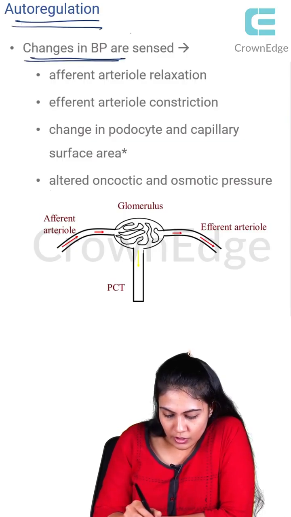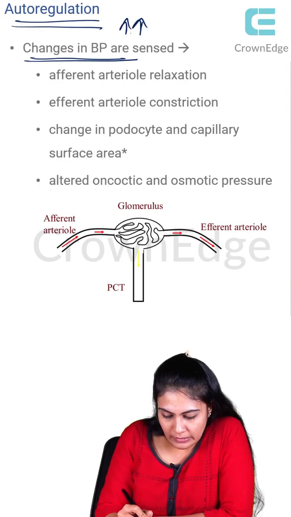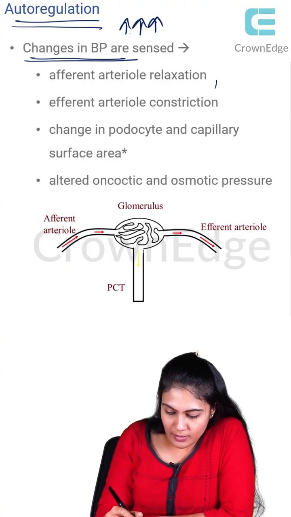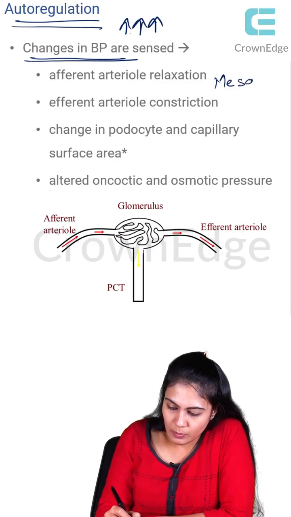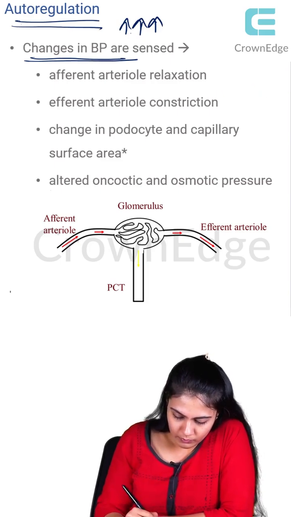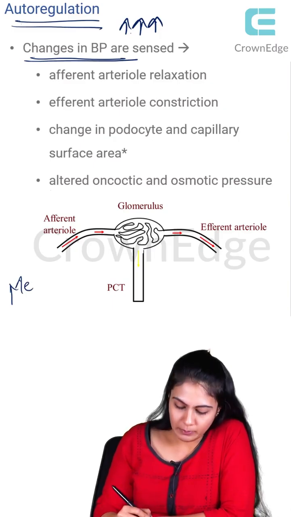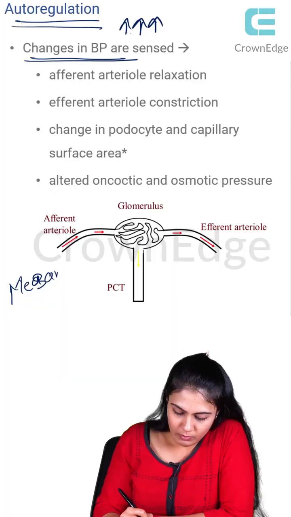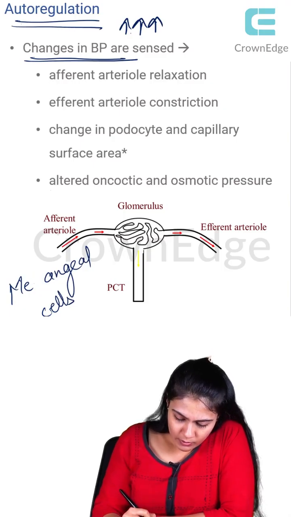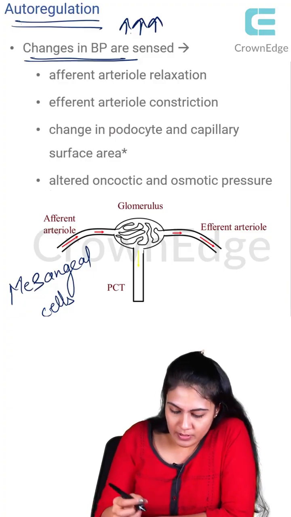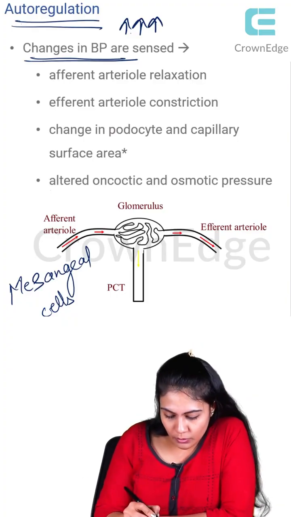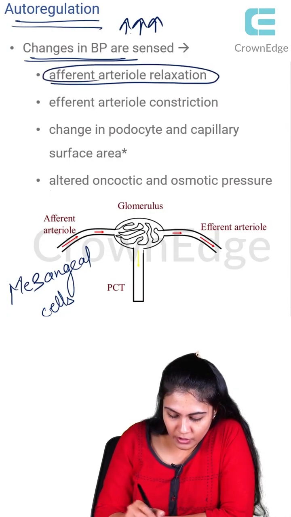Suppose there is a change in the BP. Suppose your BP is increased, right? What will happen? This will be sensed by your cells which are known as mesangial cells, right? So I'll write it down over here. This increase in the BP will be sensed by your mesangial cells. So what happens once you sense that there is a higher BP? There are some changes which occur in the nephron to maintain the BP. So how is it going to be maintained? Afferent arteriolar relaxation will be occurring.